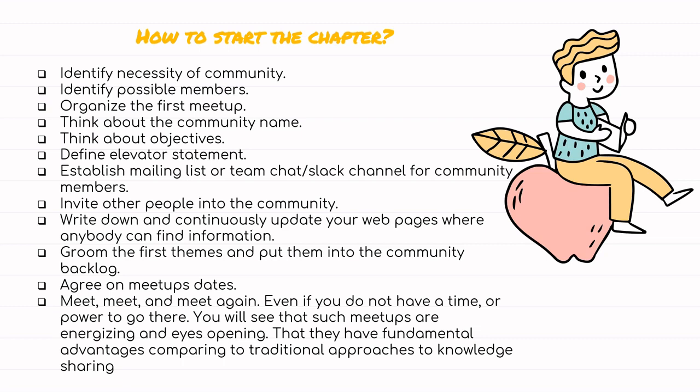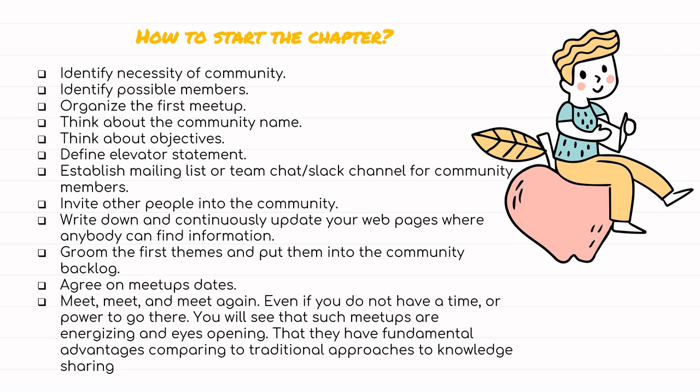Okay, so how to start the chapter? A very important thing. Now, let's say you are all charged up and you really want to start the chapter. So what are the different things you require to start it? First of all, identify the necessity of your community. What is the problem statement? And identify the possible members. Who will be my target audience? Is it specific to Scrum Masters, specific to POs, or specific to any technology? So identify that community and those target members.